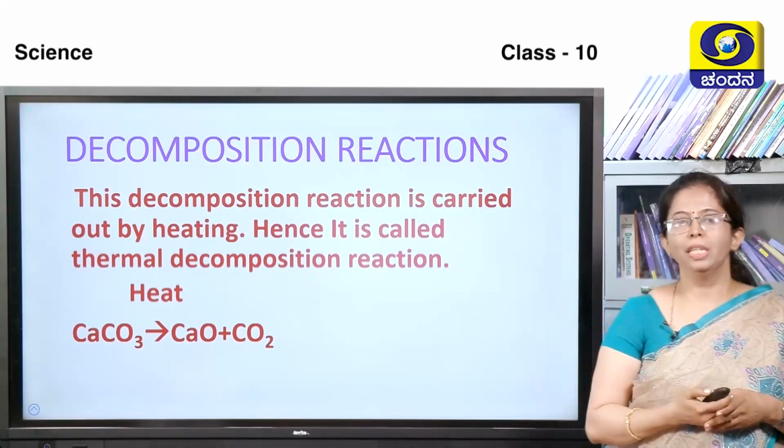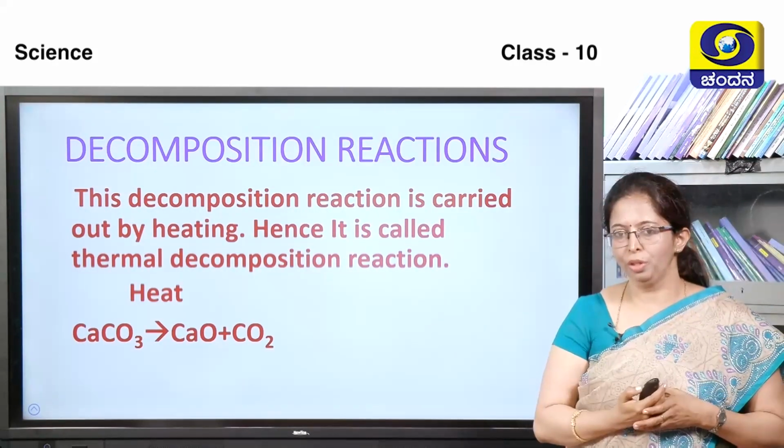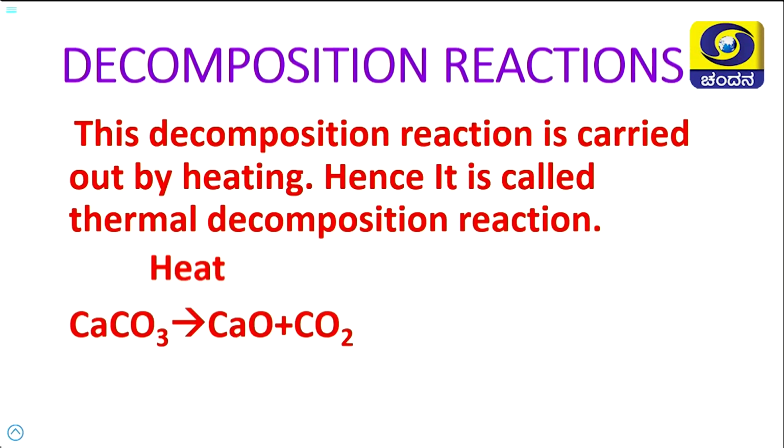Here we can see the chemical equation on your screen. This decomposition reaction is carried out with heating. When we heat calcium carbonate, it decomposes into calcium oxide and carbon dioxide gas is evolved. So, here heat is used up. When such types of reactions, wherein heat is used to decompose the reactants, occur, they are called thermal decomposition reactions. Earlier we saw even the ferrous sulfate, when it was heated, decomposed into products.